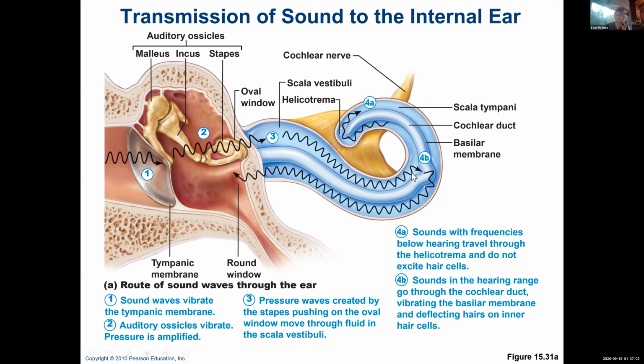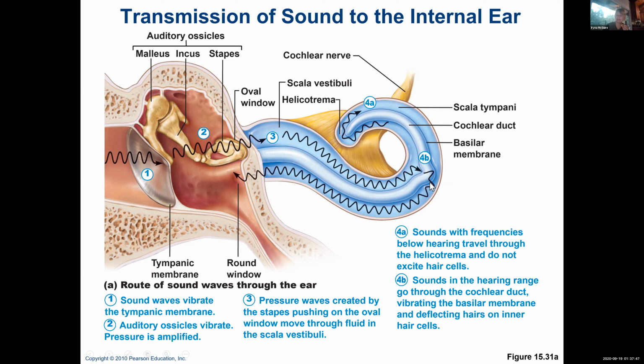Now, if we have frequencies of waves that are below hearing, so we cannot hear them, that means they travel all the way to the end of the cochlea, and it's called helicotrema. So this part is called cochlea, right? In the helicotrema, the upper part of the cochlea, if the waves just move around it, then you cannot hear that sound. But sounds in a hearing range go through the cochlear duct, as shown here in 4B. And what they do, I'll show you in a second.